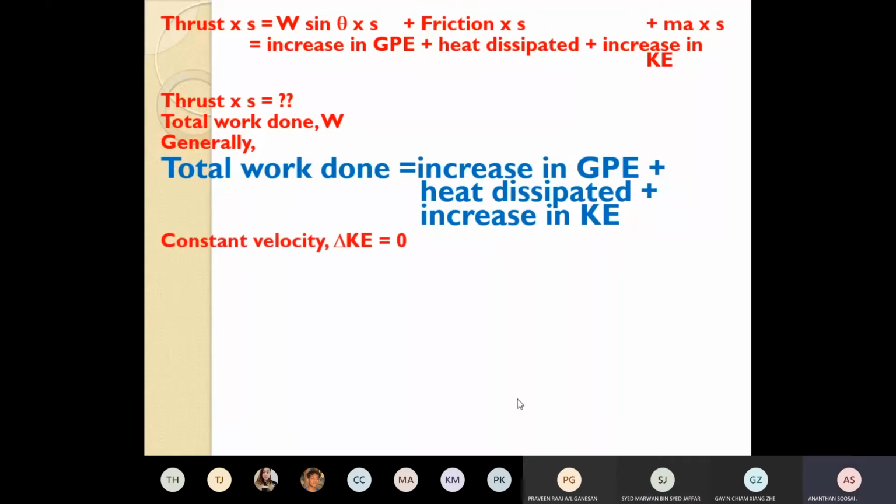So this is very important. If the car moves up the ramp with a constant velocity, it means the change in KE will be 0. Whenever a question says constant velocity, the change in KE is 0. That means whatever work done by the engine is only used to increase the GPE and heat.